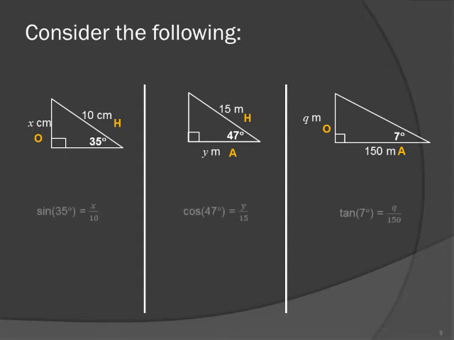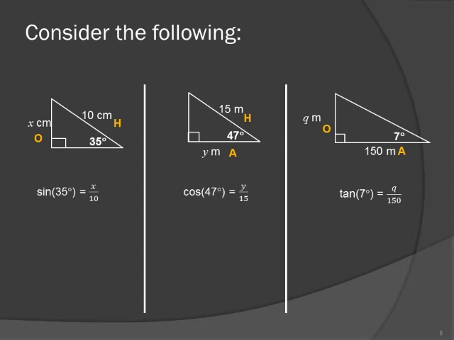So in the first one, we get sine of 35 degrees, sine of the angle, is x over 10. Second one, cos of the angle, cos 47 degrees, is y over 15. And in the third one, tan of 7 degrees is q over 150. We now manipulate it. We get rid of the numbers on the bottom and bring it to the opposite side.